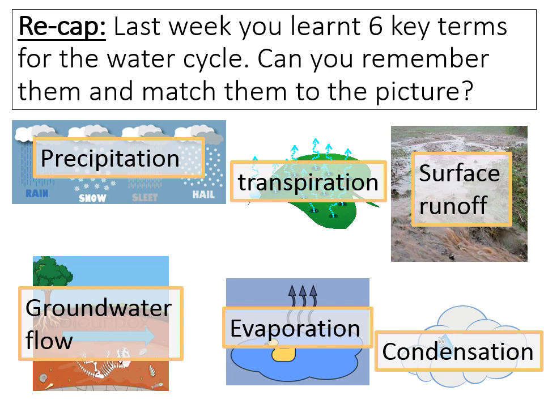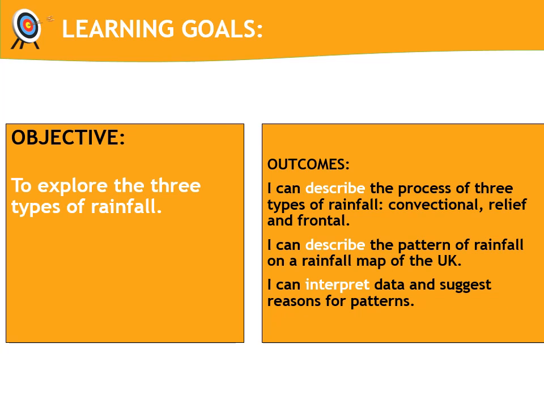Right, so today's lesson we're looking at the processes of 3 types of rainfall. There are 3 main types of rainfall: convectional, relief and frontal. They are the types of rainfall and what we're going to be looking at in a bit more detail. We'll see if we can describe those types of rainfall. We're going to have a look at the pattern of rainfall on a rainfall map of the UK.